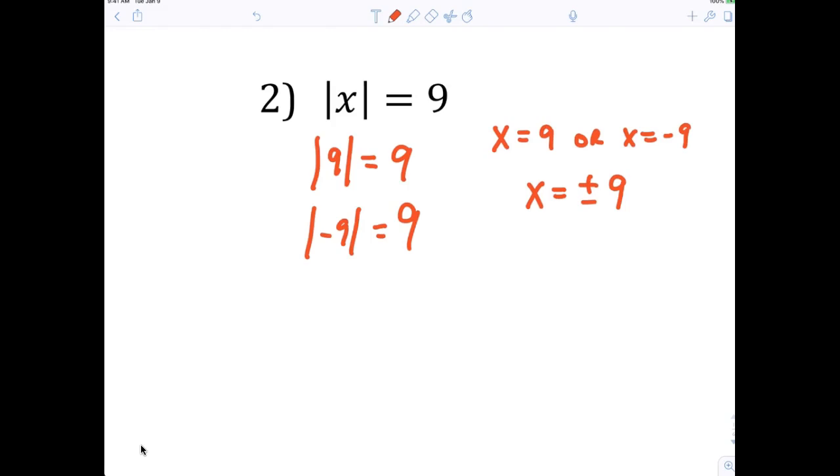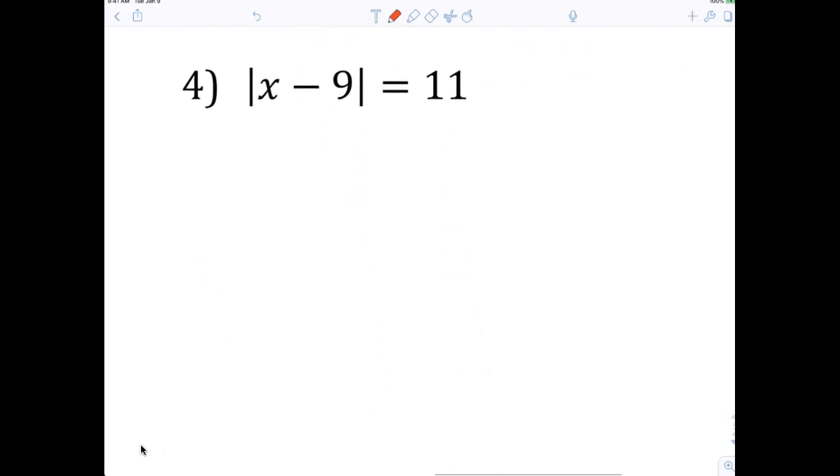All right, now I'm going to jump to number 4. So what do I want inside the absolute value to equal? What do I want that to equal? 11. Or? -11. That's exactly correct. What is inside the absolute value could be 11, or it could be what? -11.